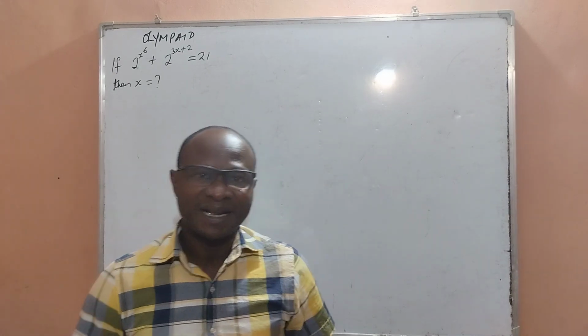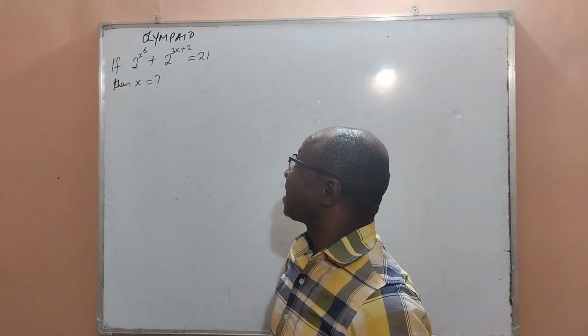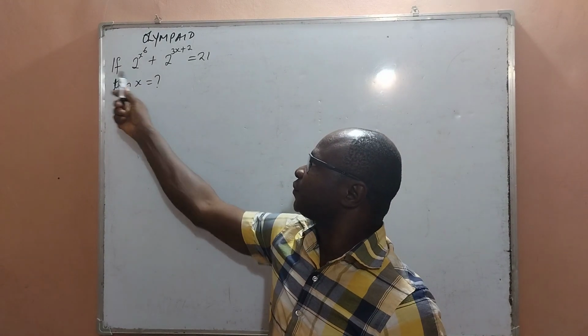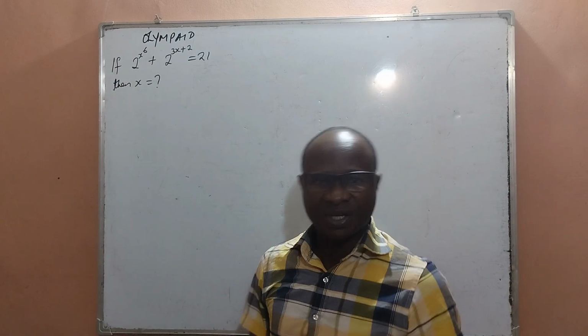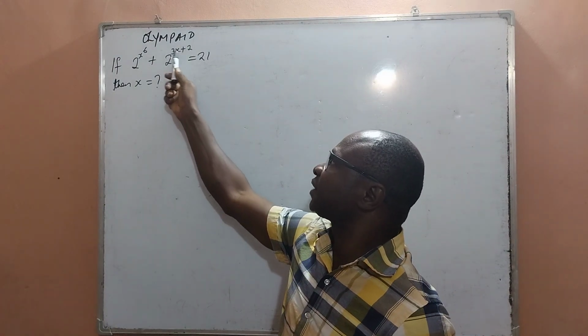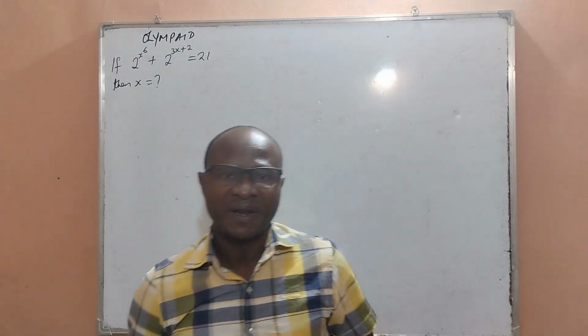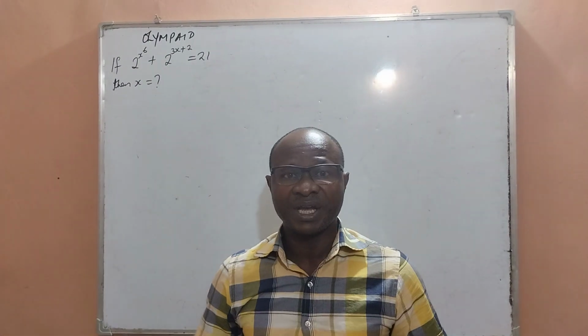In today's mathematics class, it is an Olympiad maths question, an exponential equation. It is given: if (2^x)^6 + 2^(3x+2) = 21, then what is the value of x? I want you to watch to the end.